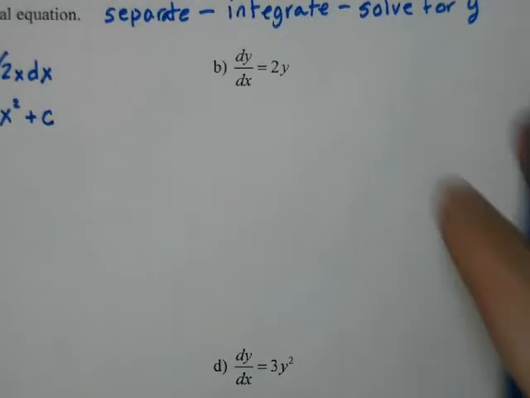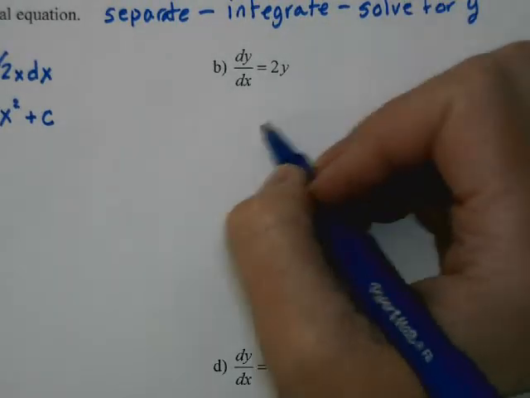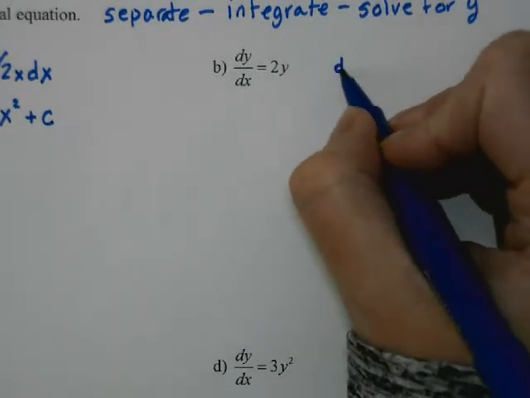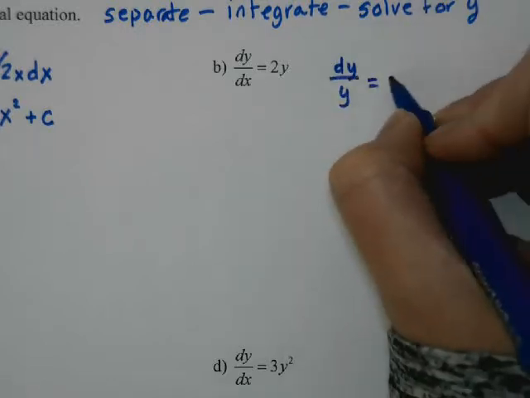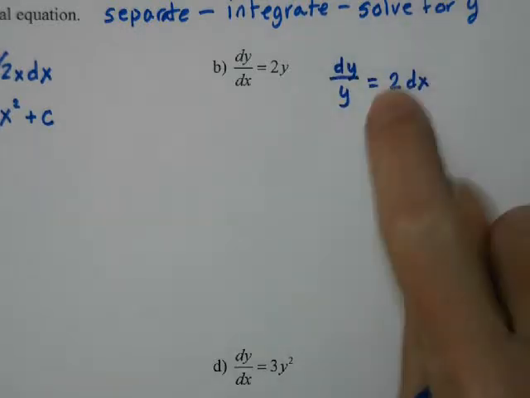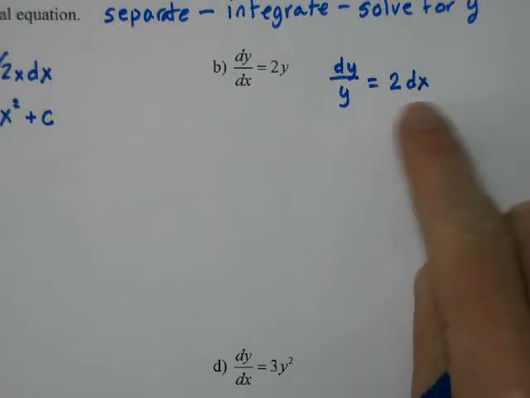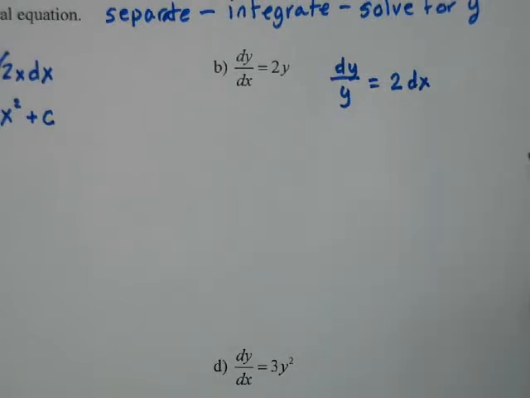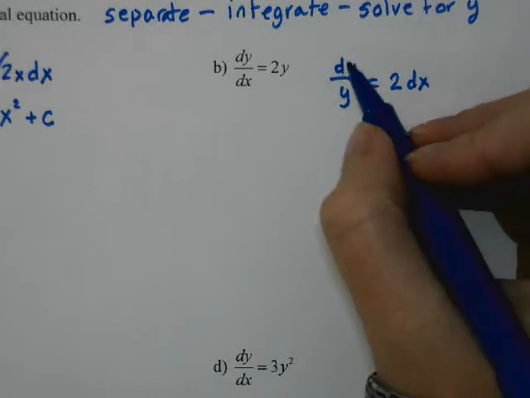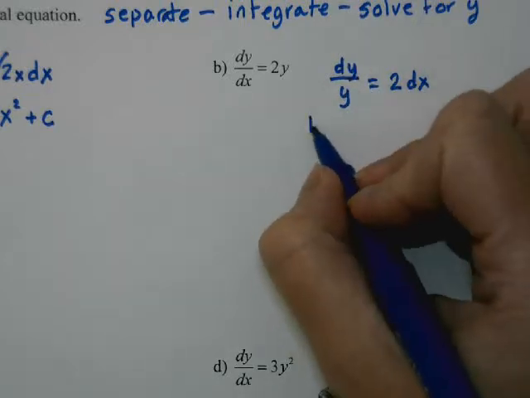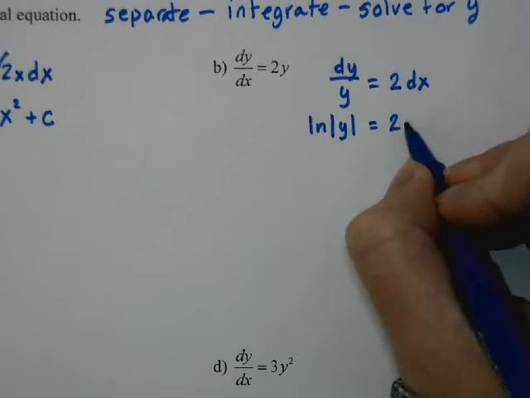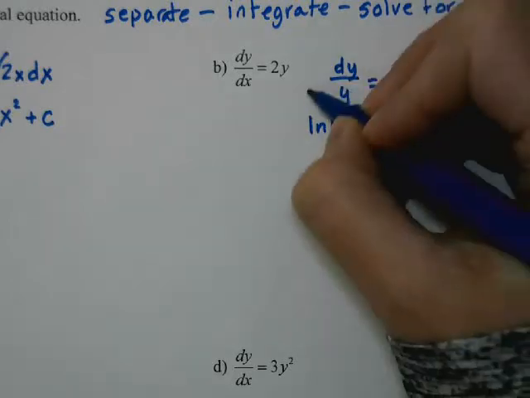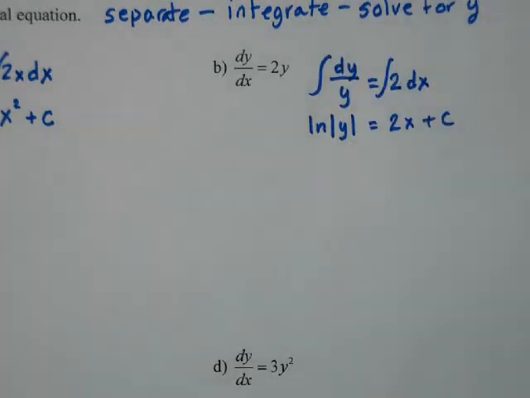This one, I'm going to multiply by dx and then divide by y. So this is going to be dy divided by y is going to equal 2 dx. You want to leave as much stuff on this side of the equation as you can. Okay, so let's integrate. So here I'm going to integrate. This is going to be the natural log of the absolute value of y. This side is going to be 2x plus c. Okay, now we need to solve this for y.